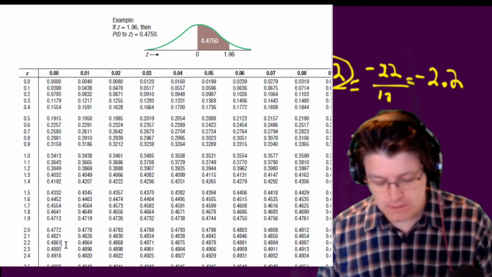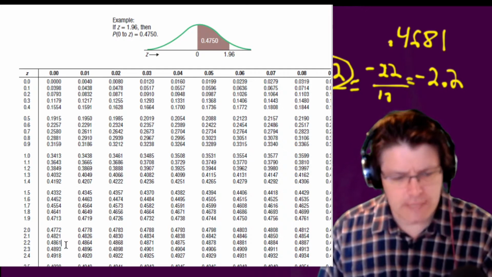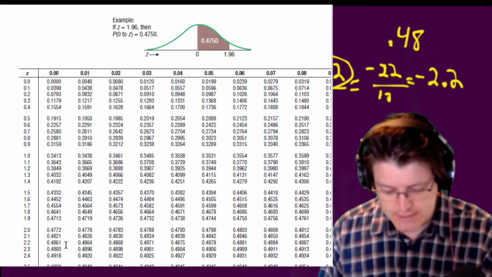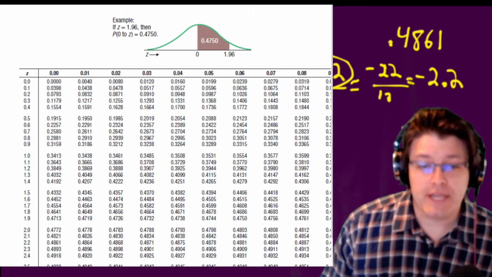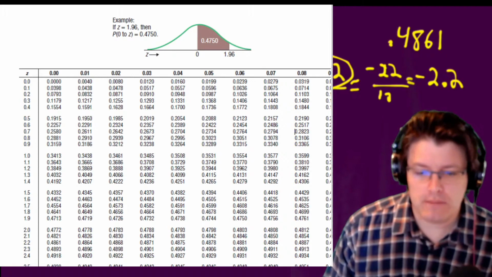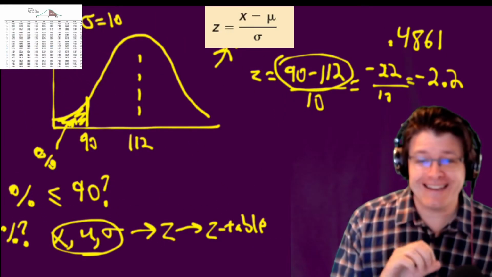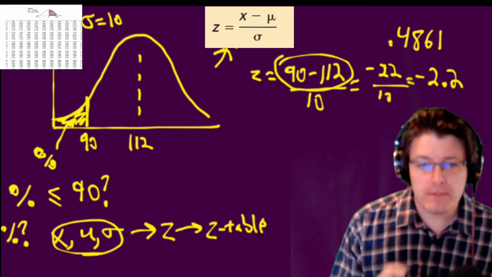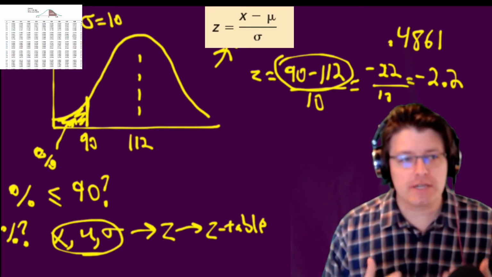0.4861. 0.4681. That's not 0.4861. So 48% fall between the mean and 2.2. Notice, however, that this is positive 2.2. We just looked up the positive value.